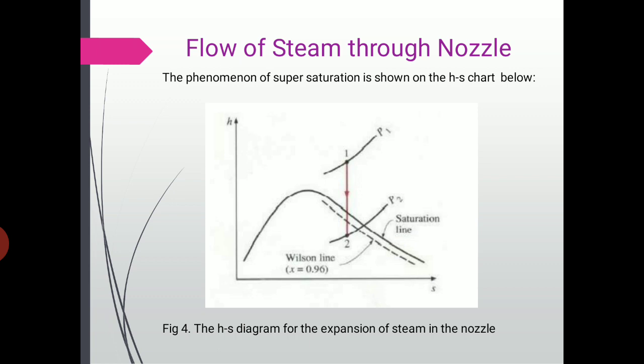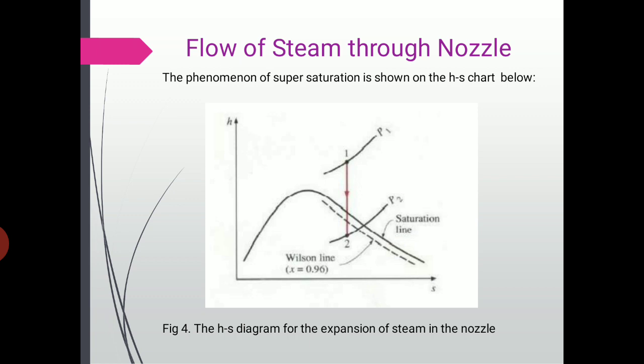So you can see the figure where P1 is the highest pressure. As the steam enters the nozzle at high pressure, the velocity will be low at the entrance. That high pressure and low velocity steam reaches the throat. At the throat, the pressure drops, and then the velocity increases. That is the concept behind this nozzle.